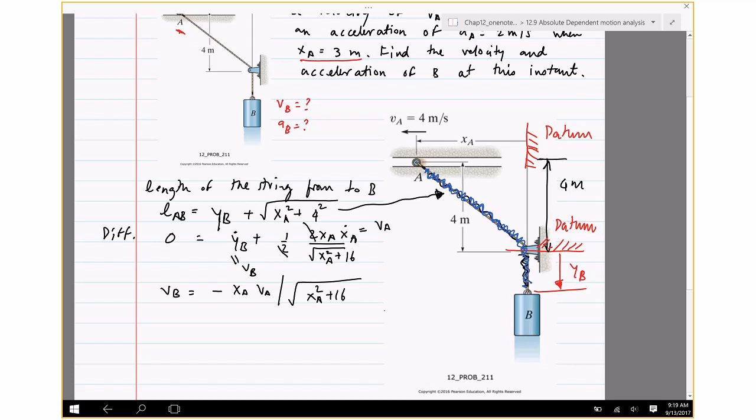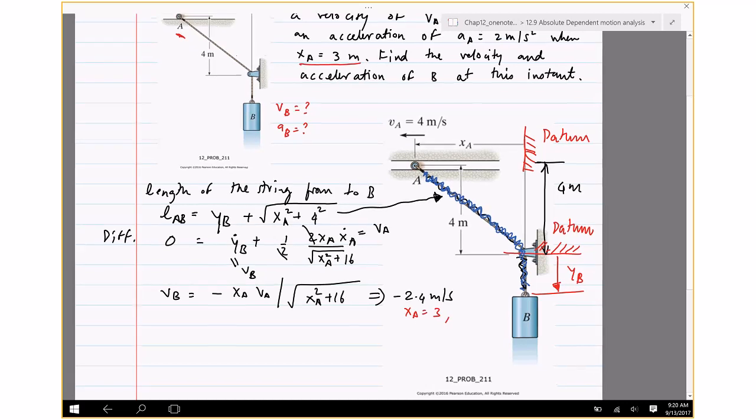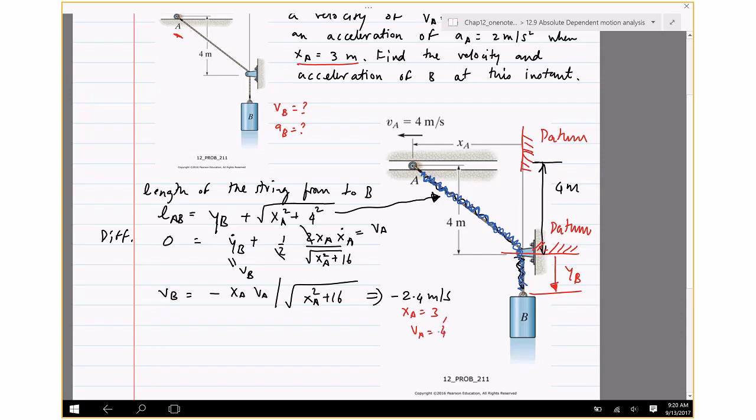So this will give me minus 2.4 meters per second, where I've put XA equals 3 and VA is 4. So after shoving these things inside this equation, I get minus 2.4 meters per second. So what this is saying is that when VA moves to the left, VB is negative.